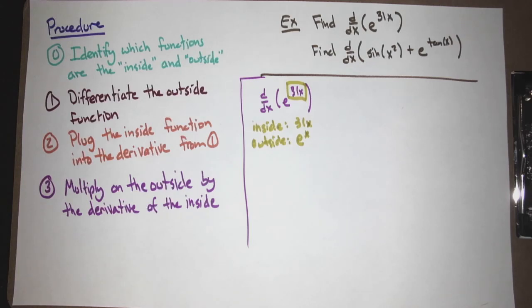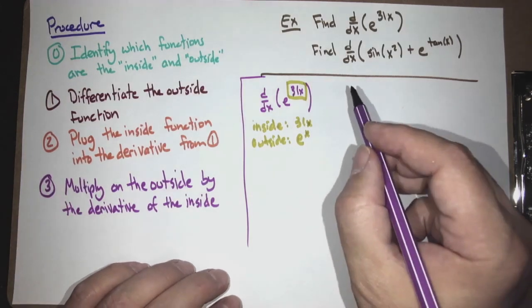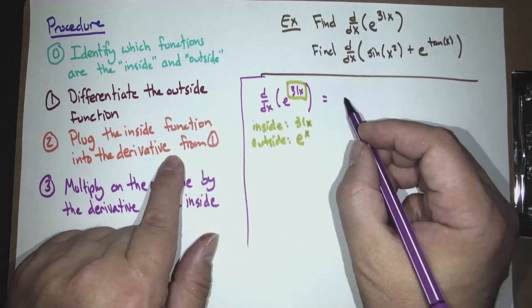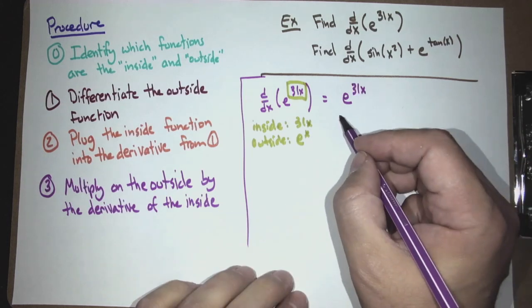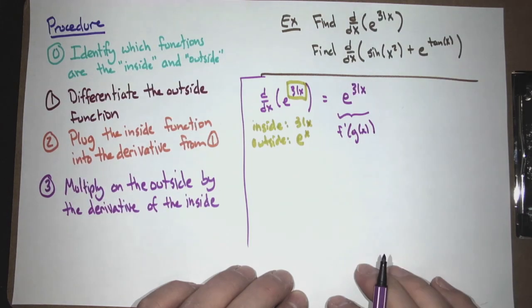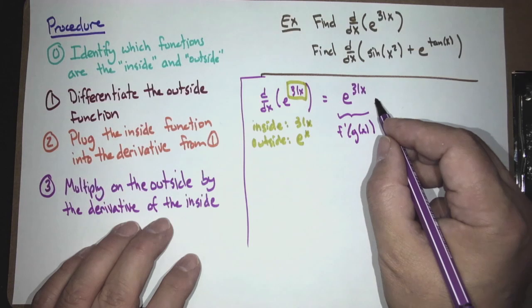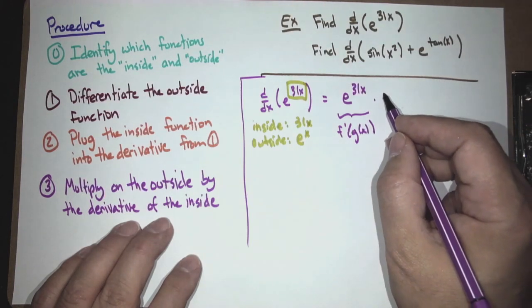So, what's the derivative of the outside? What's the derivative of e to the x? E to the x. So we figured out what the inside and outside functions are. We took the derivative of the outside, it's e to the x. So we take e to the x, but we don't write e to the x. We plug in 31x. E to the 31x. Right? This is the f prime of g of x part. What else do we need to do? Multiply by the derivative of the inside. So we multiply by, what's the derivative of 31 times x? 31.